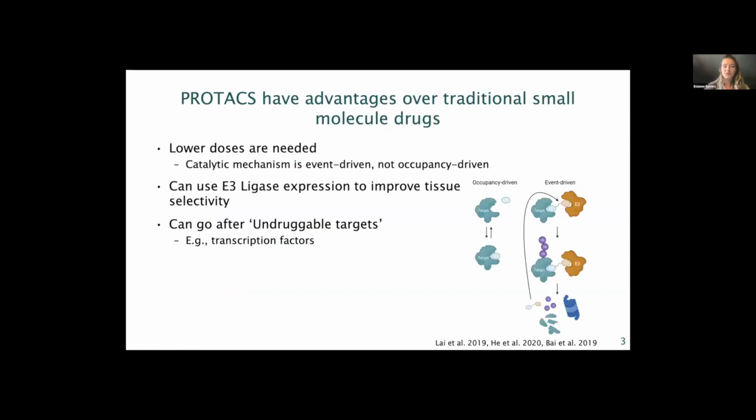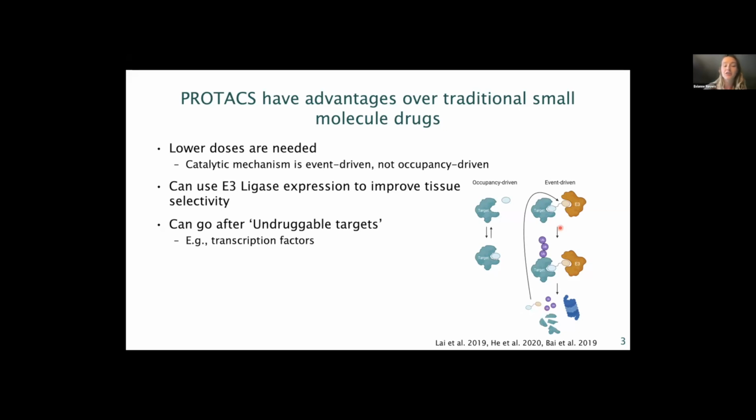But what are the advantages of PROTACs when you compare them to more traditional small molecule drugs? For PROTACs, you need a lower dose compared to a small molecule drug because it has a different mechanism, namely a catalytic mechanism rather than an occupancy-driven one. As you can see here, a small molecule most of the time needs to stay bound to a target to have an effect, but once it moves away from the target, it no longer has an effect. Whereas a PROTAC can bind and induce this reaction of ubiquitination and then can be recycled back to induce another ubiquitination event.